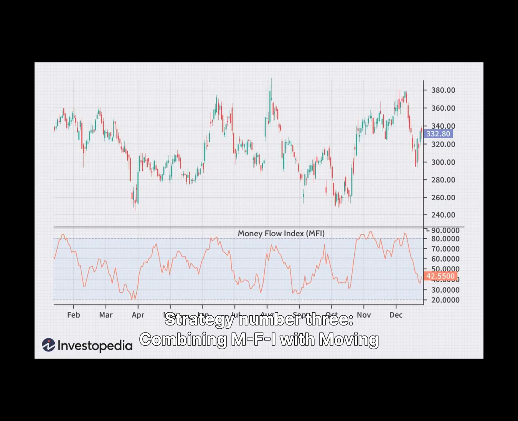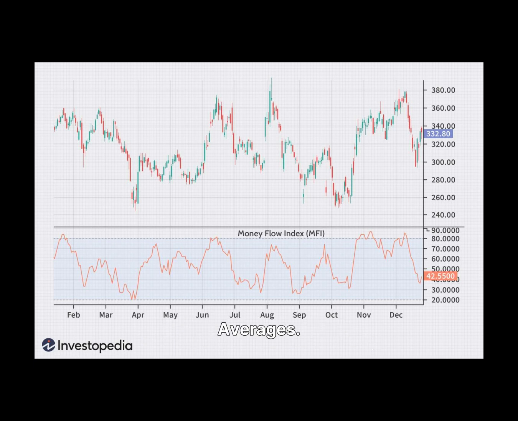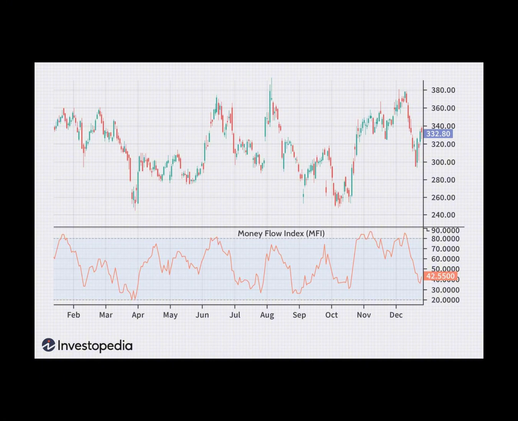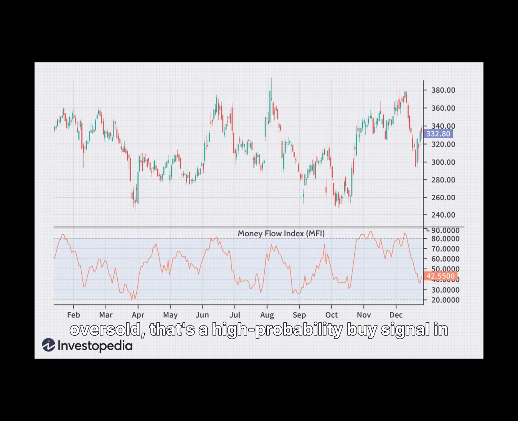Strategy number 3, combining MFI with moving averages. For even stronger confirmation, use the MFI alongside a moving average, like the 50-period or 200-period MA. When price is above the moving average, and the MFI crosses above 20 from oversold, that's a high probability buy signal in an uptrend. When price is below the moving average and the MFI crosses below 80 from overbought, that's your signal to sell in a downtrend. This combination helps you trade with the trend while timing your entries perfectly.